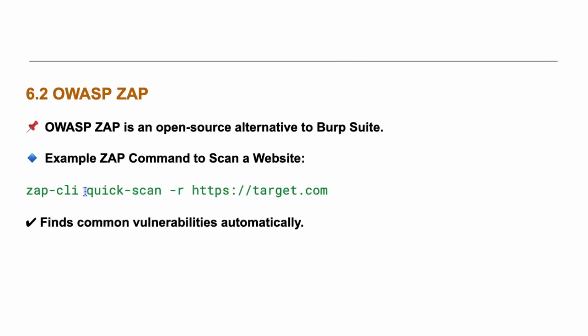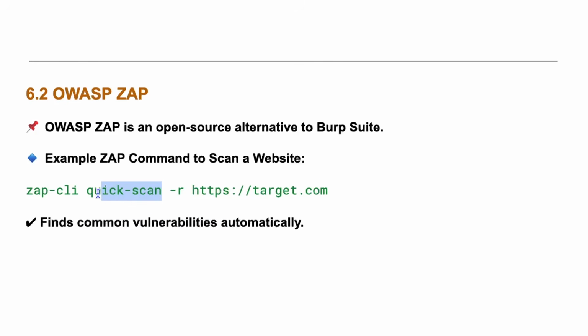If you don't have the professional paid version of Burp Suite and you want to scan something for vulnerabilities, then you can lean on OWASP ZAP because it's open source, it's free, and it can scan for those vulnerabilities for you. Assuming that you're using the command line version of it, this would be the command. You would do zap-cli quick-scan, and then you would give it the target that you wanted to scan, which is https://target.com, and then it'll find common vulnerabilities automatically.